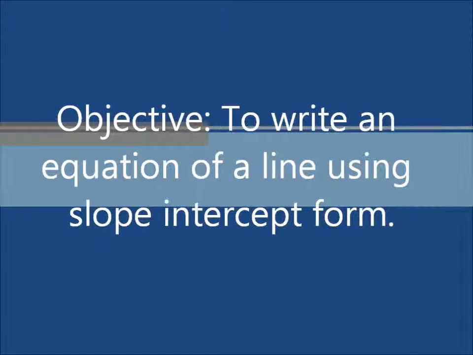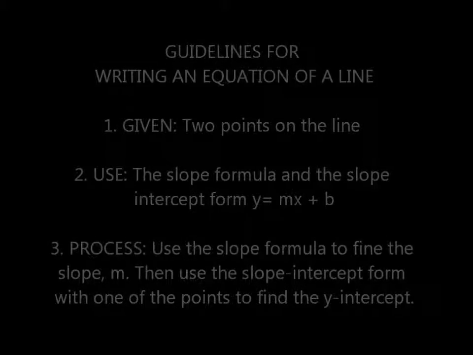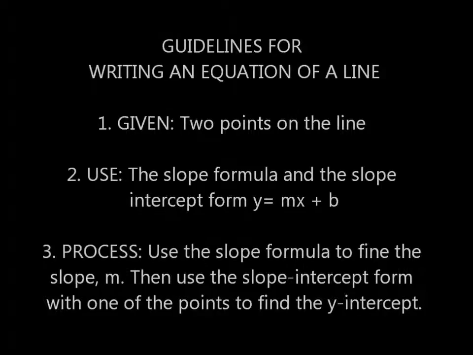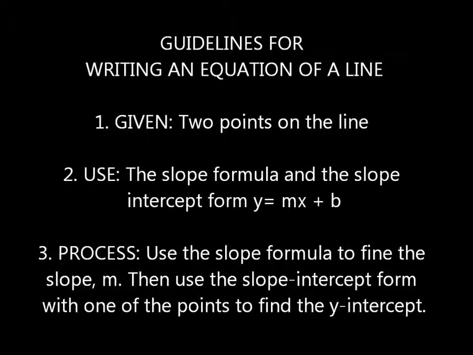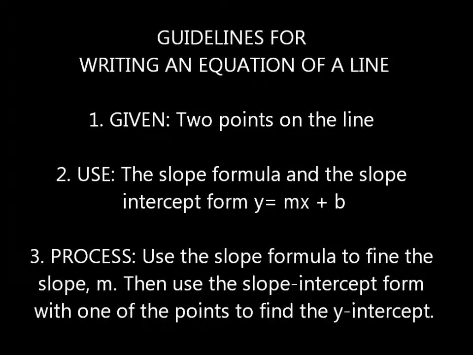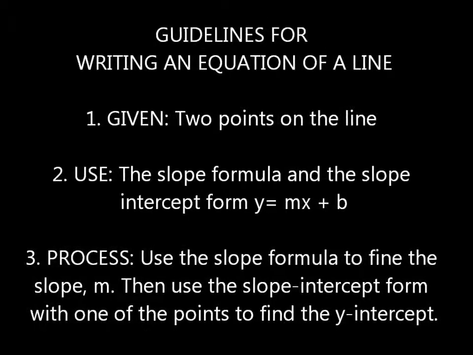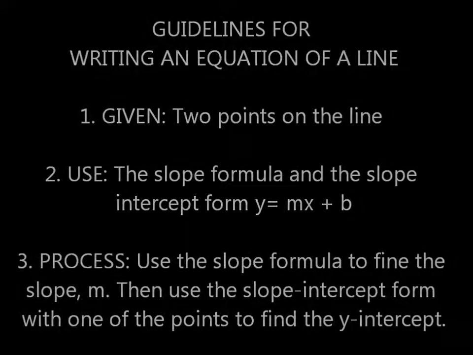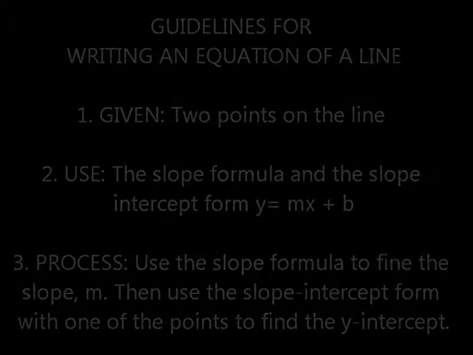Lesson 5.2, Part 2. Our objective is to write an equation of a line using slope-intercept form. Guidelines for writing an equation of a line: if given 2 points on the line, use the slope formula and the slope-intercept form, y equals mx plus b. You'll use the slope formula to find the slope of the line, then use the slope-intercept form with one of the points to find the y-intercept.